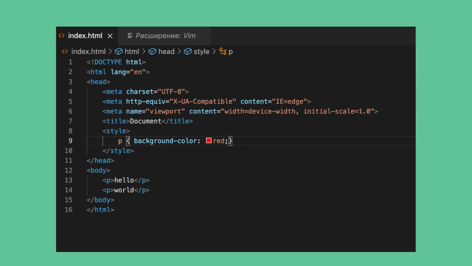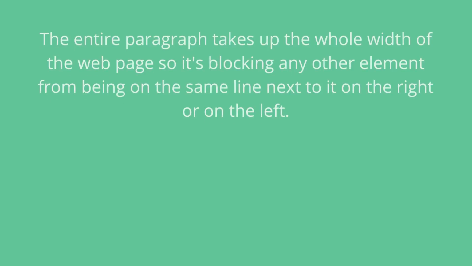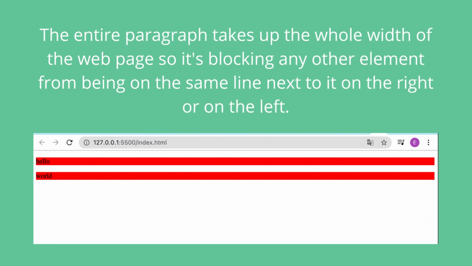So, I create two block elements, so we know that paragraphs are block elements. As you see, a paragraph called hello, another called world. The paragraph tag in CSS has a background color of red. On the next page, you can see the entire paragraph takes up the whole width of the web page. So it's blocking any other element from being on the same line next to it, on the right or on the left.